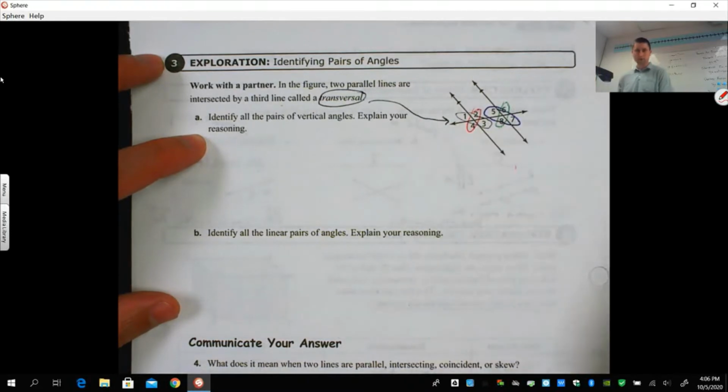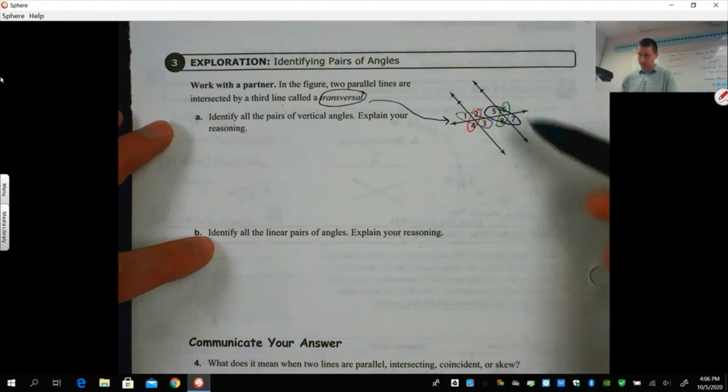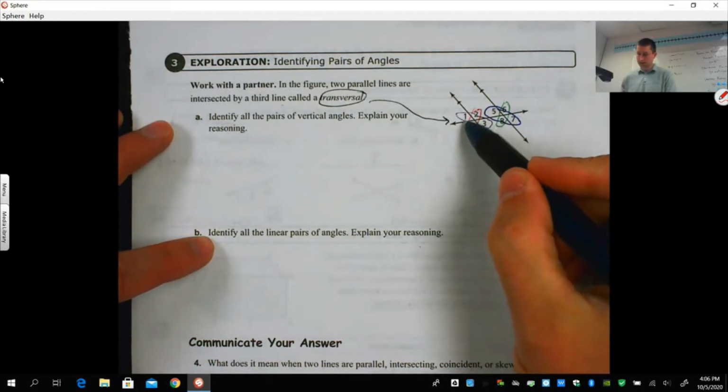5 and 7, those are your vertical angles. Linear pairs form a line. Remember, 1 and 2 would be a linear pair. They form this line right along there. 3 and 4, linear pair.